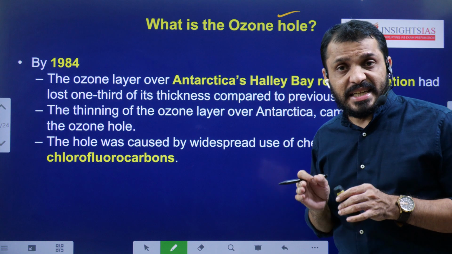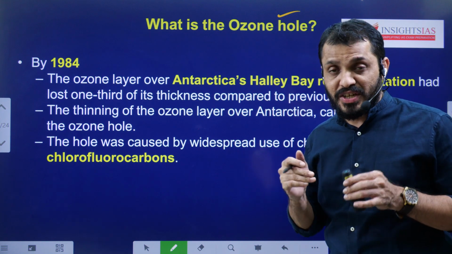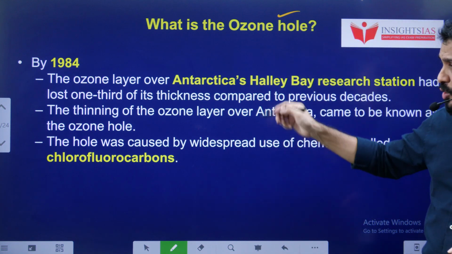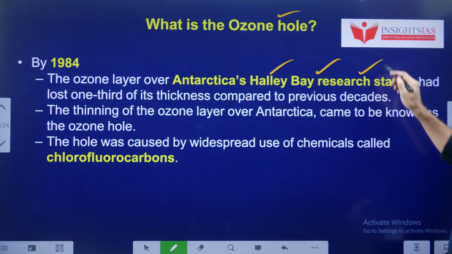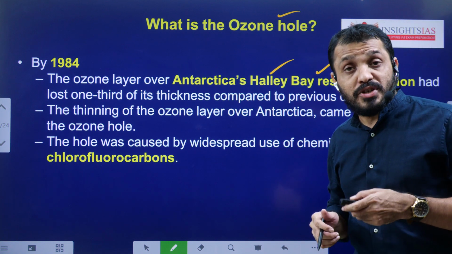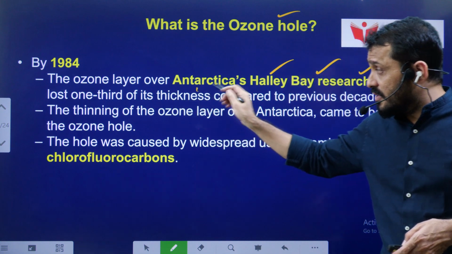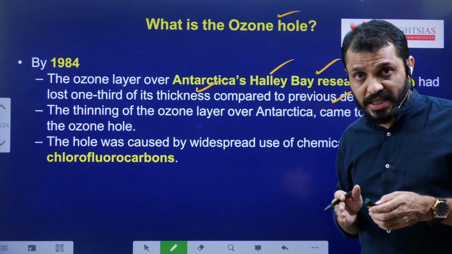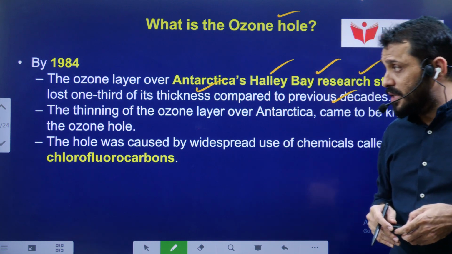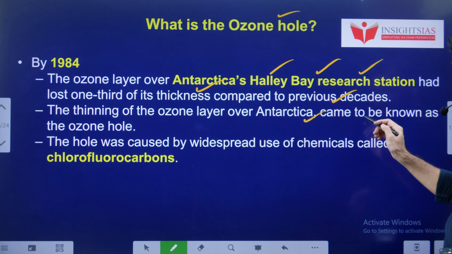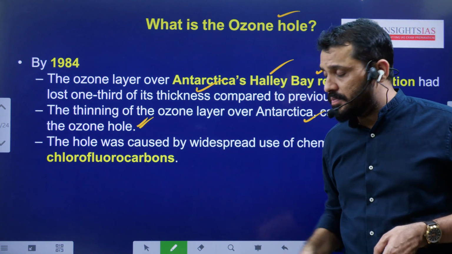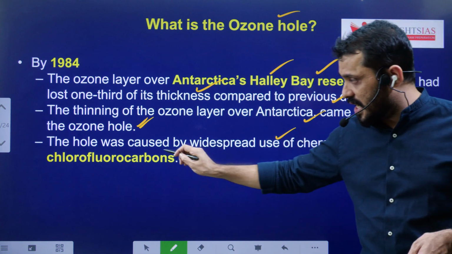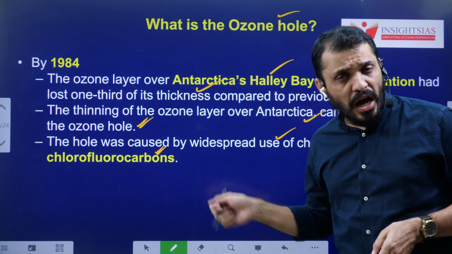For the first time in 1984, a significant ozone hole was detected in Antarctica. This was the ozone layer over Antarctica's Halley Bay Research Station, which had almost one third of its thickness compared to previous decades. It lost one third of its thickness over a few decades. The thinning of the ozone layer over Antarctica came to be known as the ozone hole. And mainly this ozone hole was caused by the widespread use of chemicals such as chlorofluorocarbons.